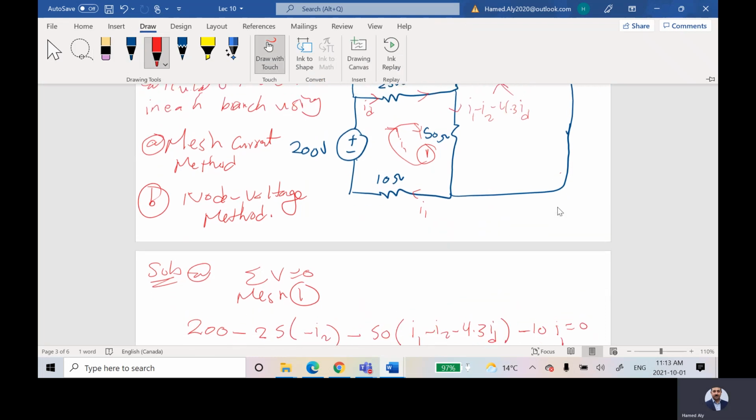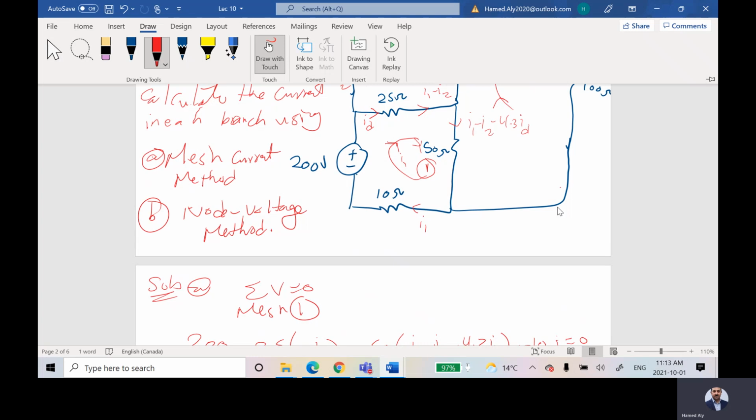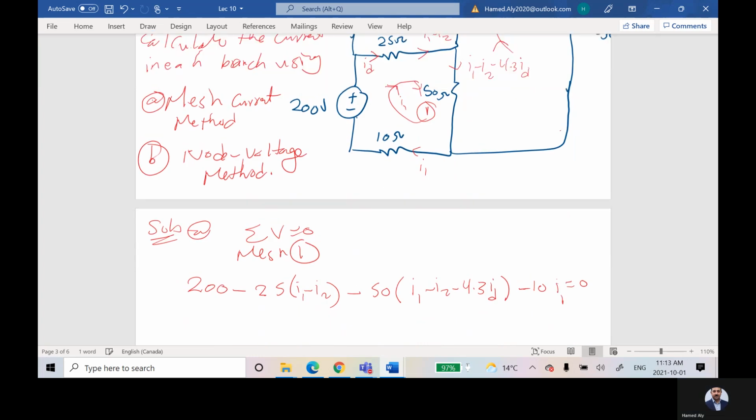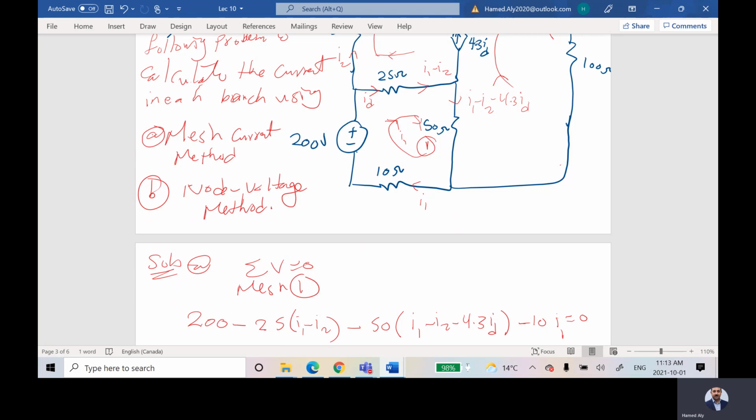So 25 times I1 minus I2 minus 50 times I1 minus I2 minus 4.3. I think it is right. Any question for that loop or for that mesh? Yes.